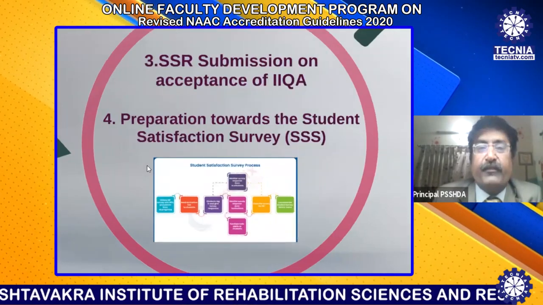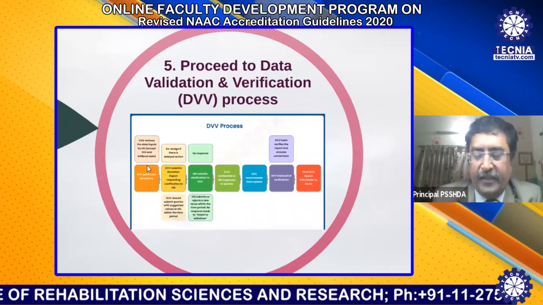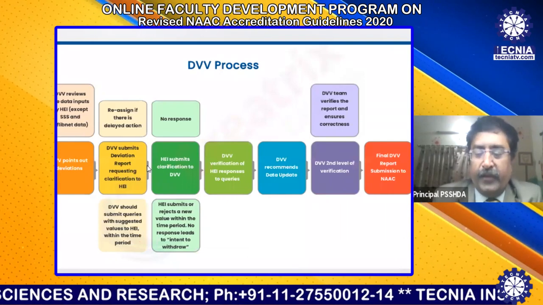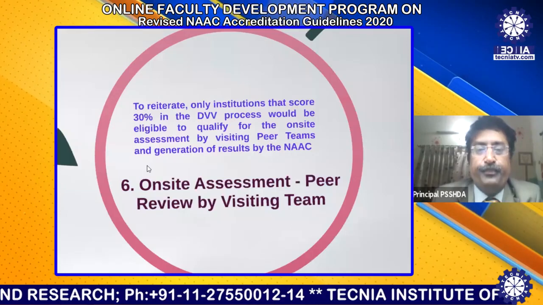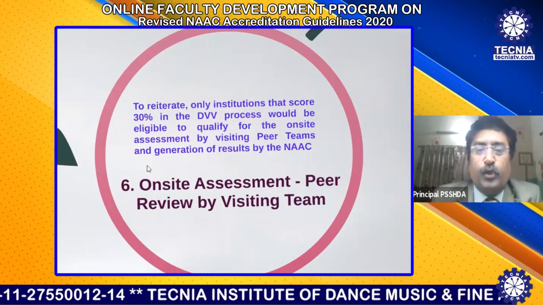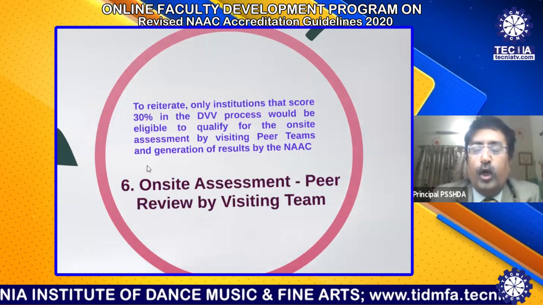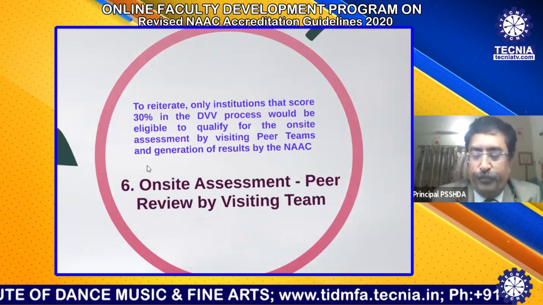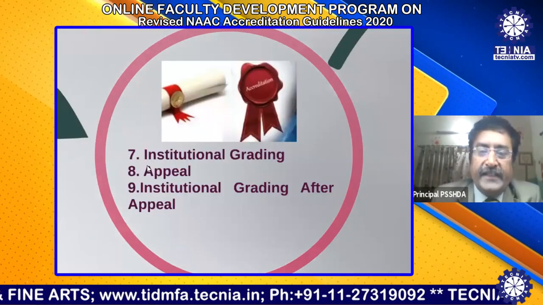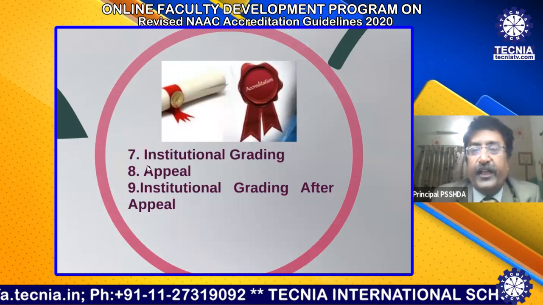After the student satisfaction survey, the process of data validation and verification will start from the DVV agency. They will check each and every document from every criterion, and then give us suggestions and queries. If an institute can cover 30% marks in the DVV process, then they will proceed to on-site assessment, that is, a peer team review visit to our college. After reviewing the college, after the EC meeting at the NAAC office, the institute will get its result, its grading.